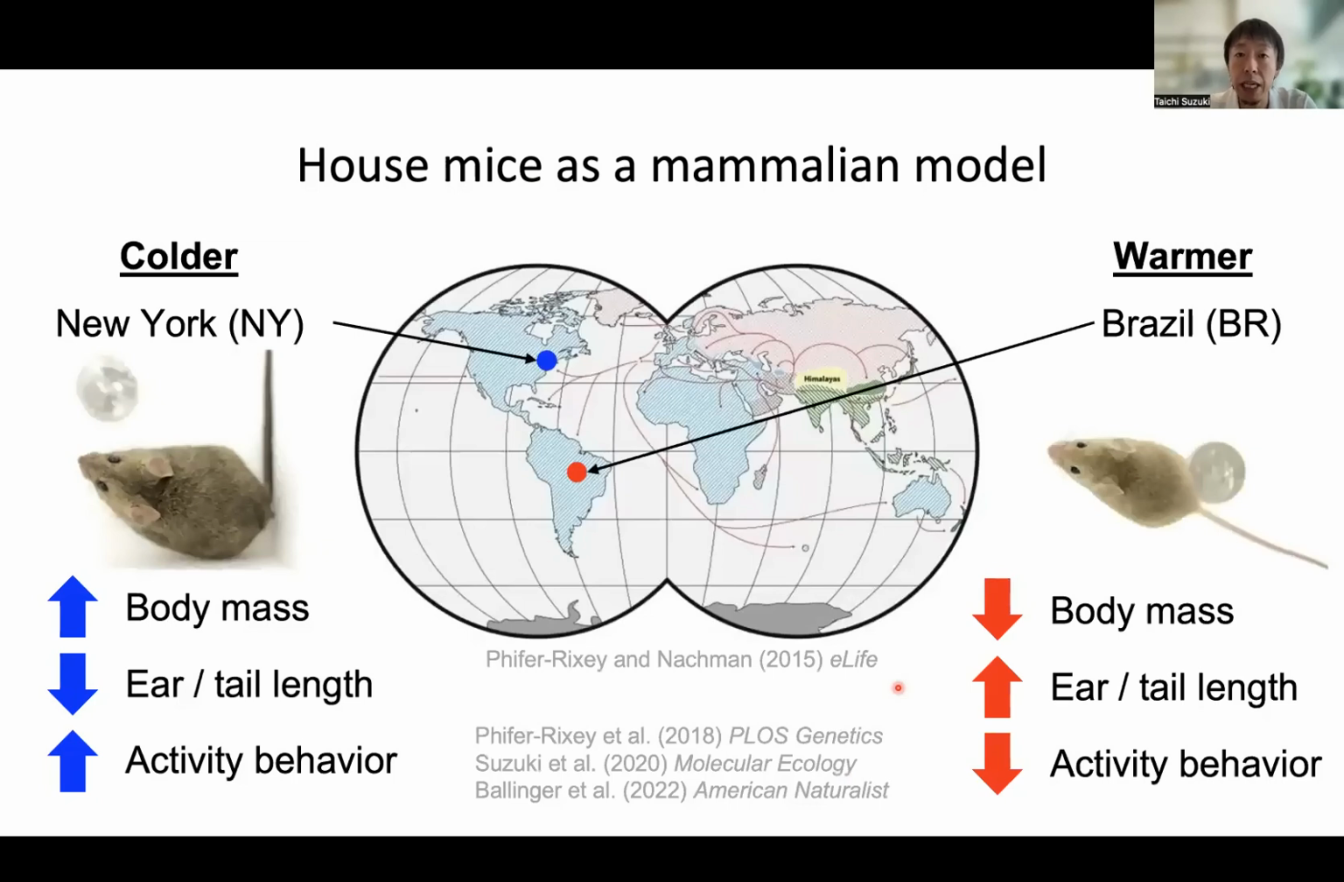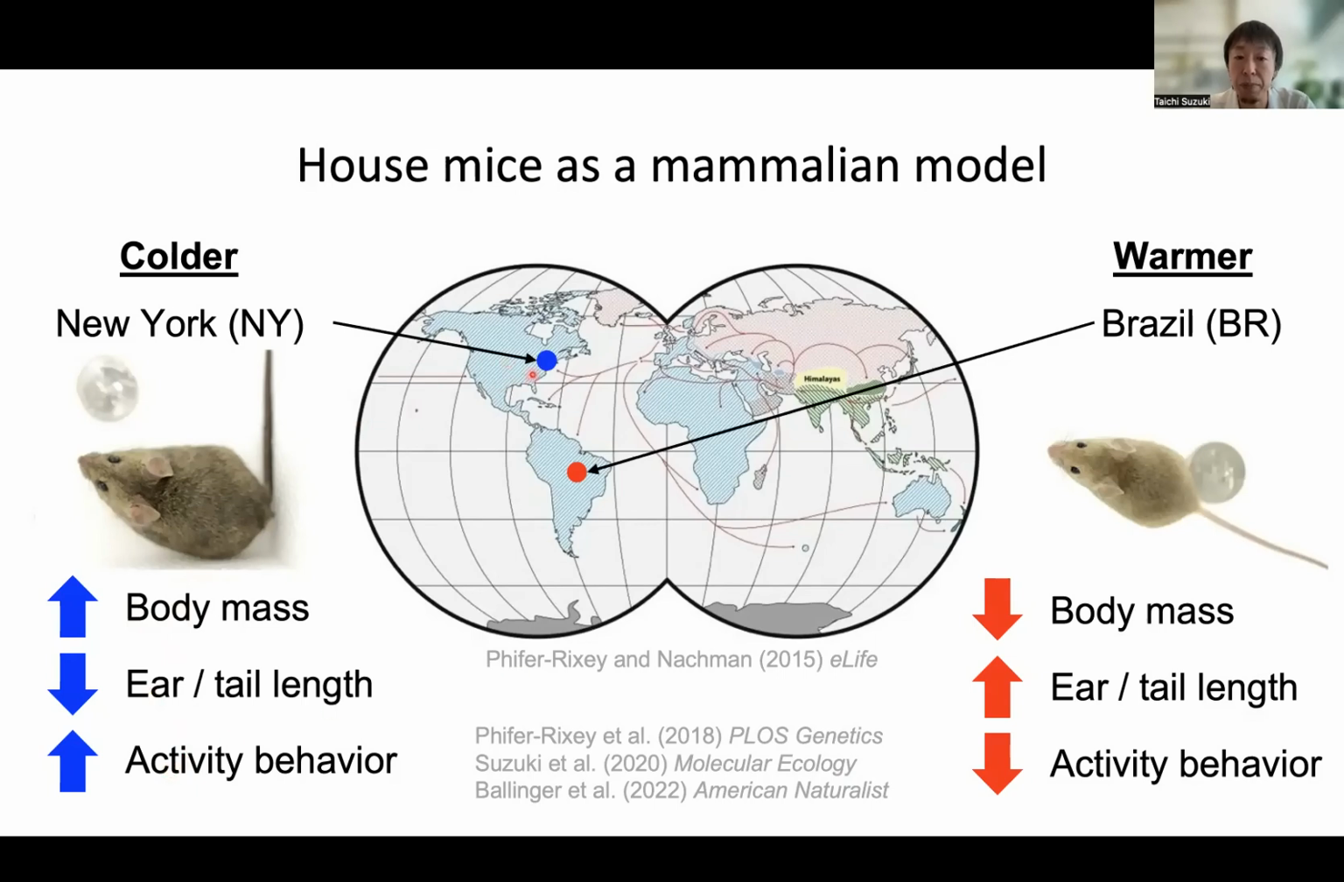This is work from the Nachman lab at UC Berkeley. If you look at these blue areas, these are subspecies called Mus musculus domesticus, which spread from Europe to around the world with humans in the past couple hundred years. And even in this short time span, these animals exhibit evidence of local adaptation, following patterns like Bergmann's rule and Allen's rule. So animals from higher latitudes show greater body mass, reduced ear and tail length, and increased activity behavior.